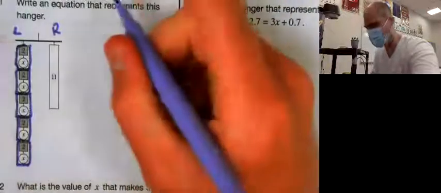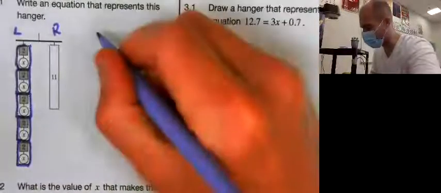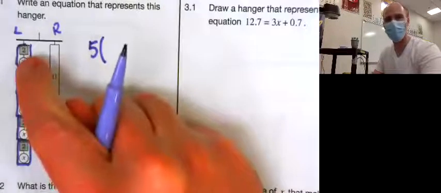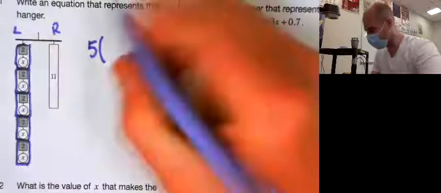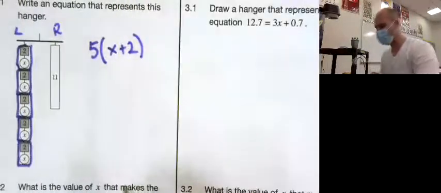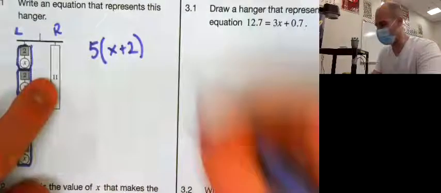So each one of the things that I circled in the box, I'm calling a quantity. So 5 times the quantity, well, each one of these things has an x plus a 2. So 5 times x plus 2, that's my left side. And then my right side is just an 11, right? That's the easy side.